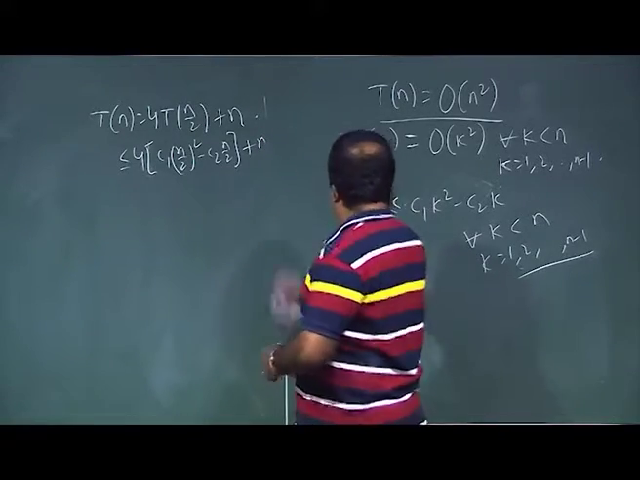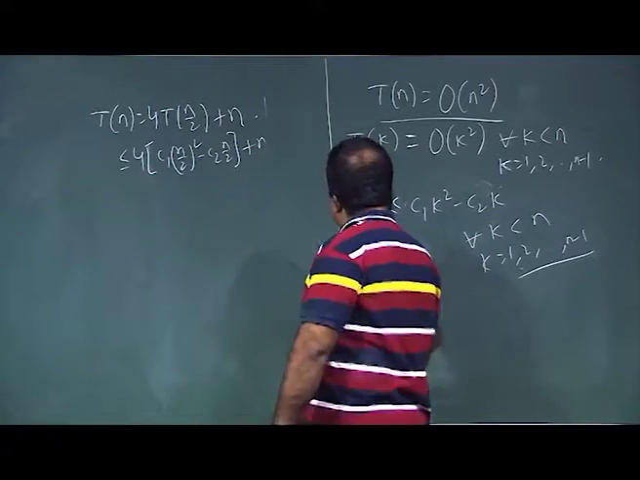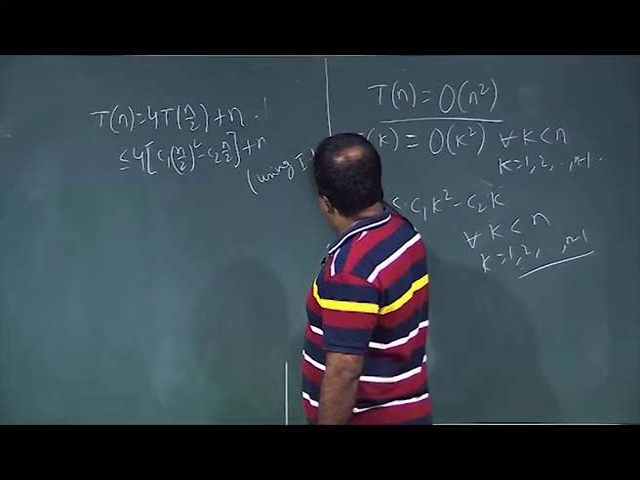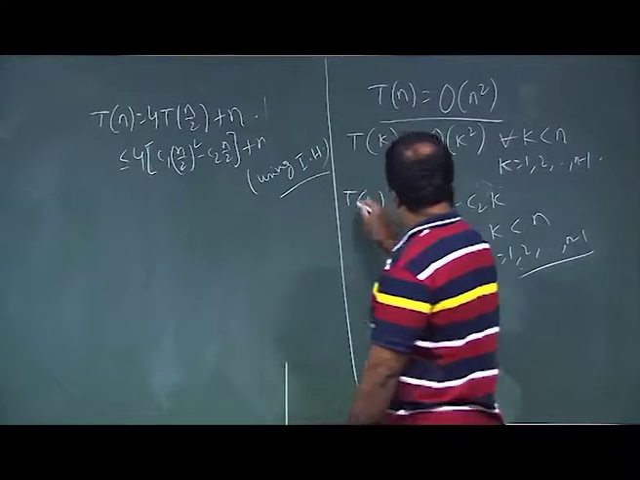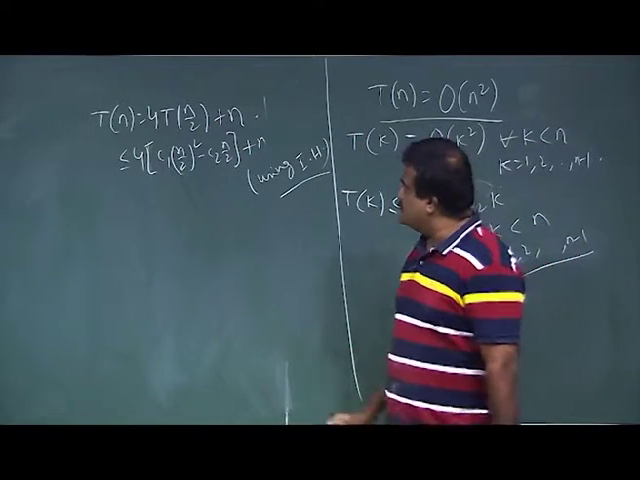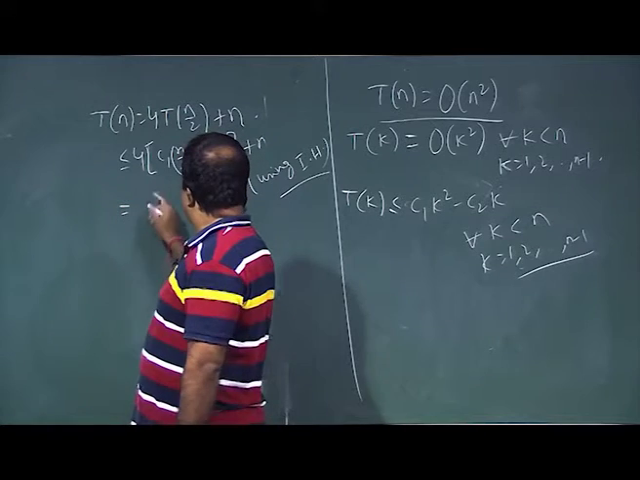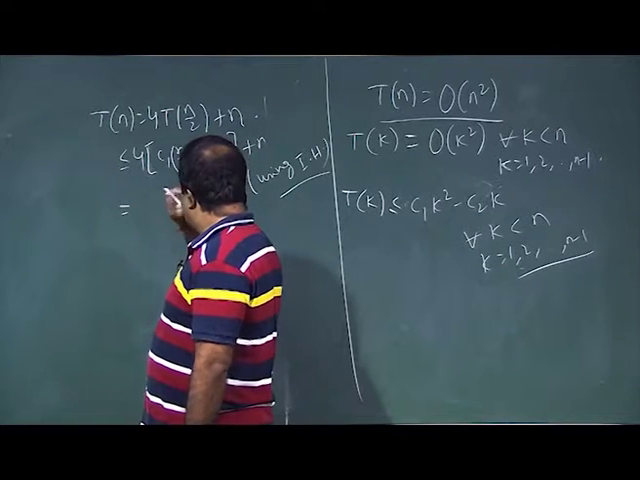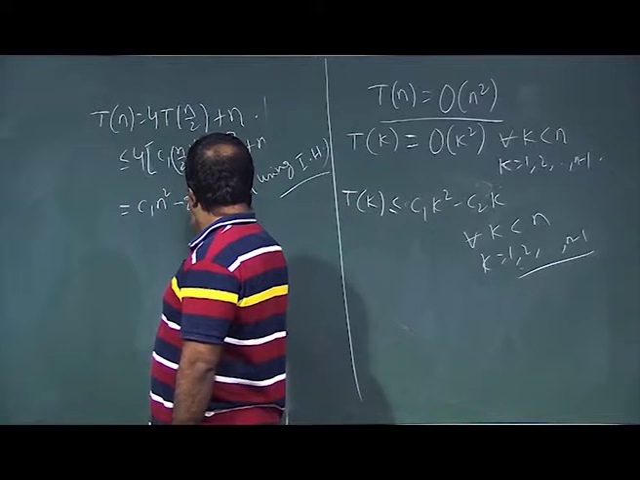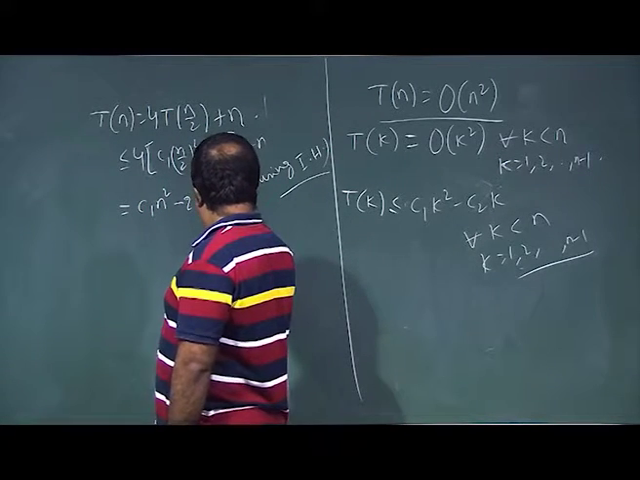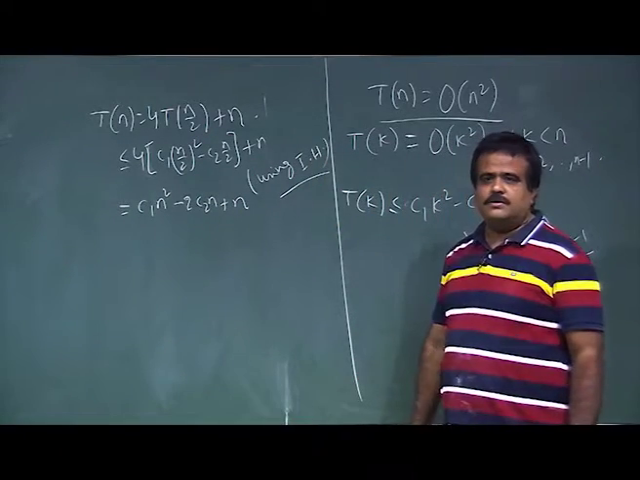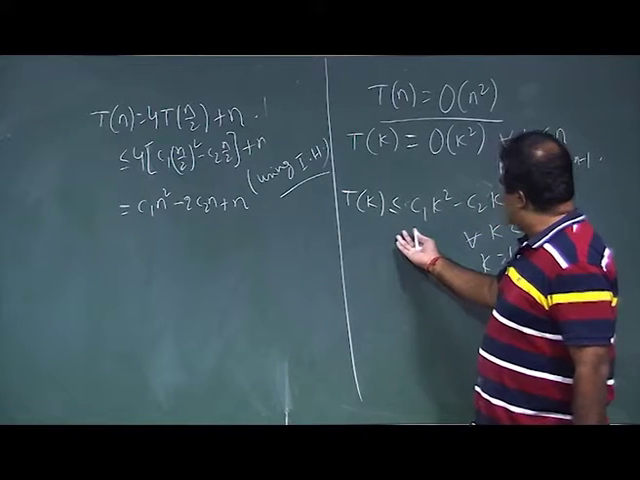So, this is where we are using the induction hypothesis, the assumption. Now this is cancelling out, so we get C 1 n square minus 2 C 2 n plus n. We are just simplifying this. So, this is the assumption we made.